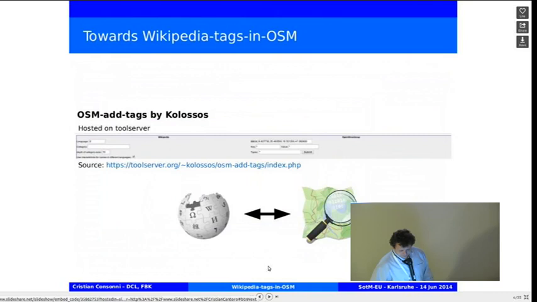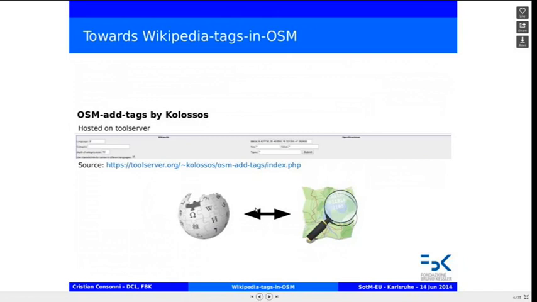Actually, the tool I'm going to present is also based on another tool called OSM Add Tags, also by Kolossos. I was talking to him yesterday. He told me that this tool was hosted on the Toolserver, which is a cluster with many tools used by the Wikipedia community to add information in Wikipedia. This tool basically does the same thing. Now he is migrating it to Wikimedia Labs, which is the new infrastructure to host the tools used by the Wikimedia projects.